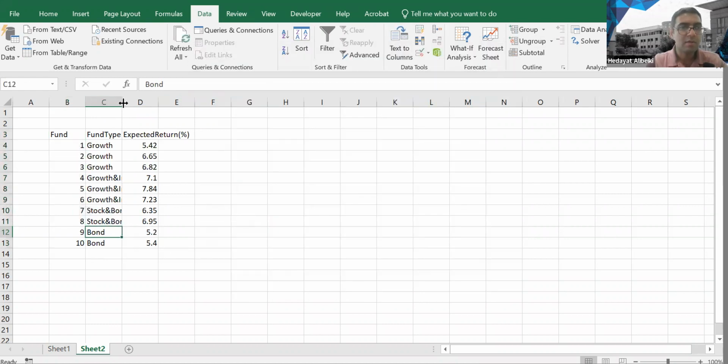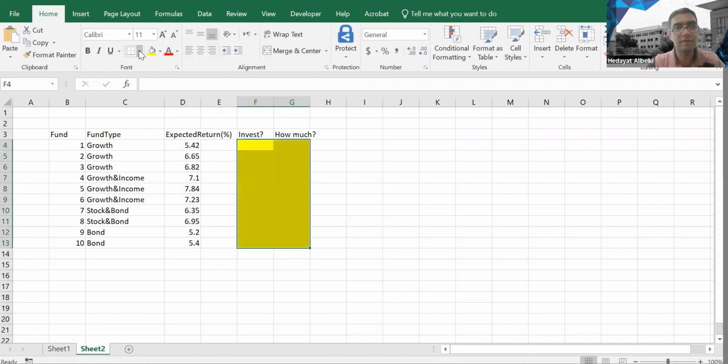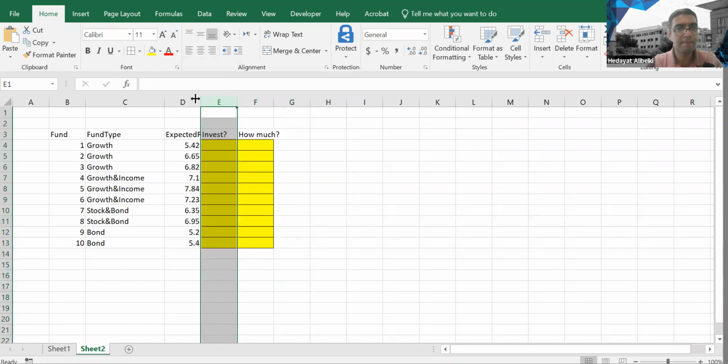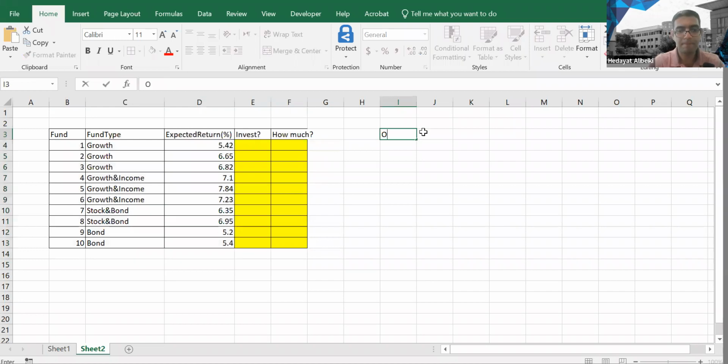Okay. So here we have fund types. So decisions now, guys, decisions. First decision you want to make is whether or not to invest. I just put invest. And if yes, how much? So two sets of decisions for each one of these mutual funds. All right. Objective function. What's the objective function?